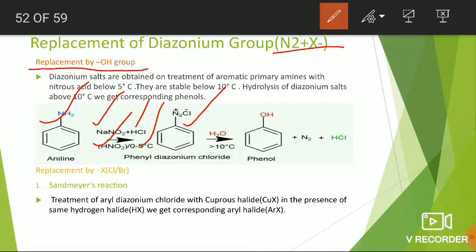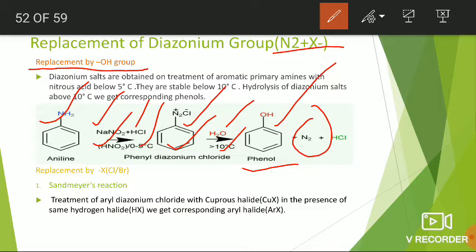So if you raise the temperature of the diazonium salt above 10 degrees centigrade, we can convert them into the desired products, that is hydrolysis of diazonium salts. On treatment of diazonium salts with water above 10 degrees centigrade, we get phenols, and also nitrogen gas is liberated.